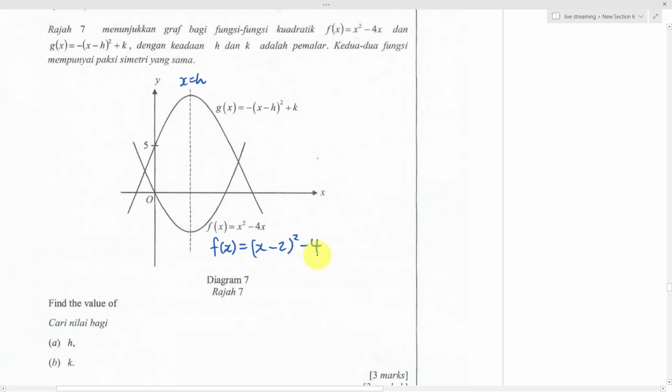Alright, this is the completing the square. For this one, you can just try to do completing the square yourself. What does this completing the square tell me? My axis of symmetry over here is x equals 2. Then I do the comparing over here. I know my h equals 2.